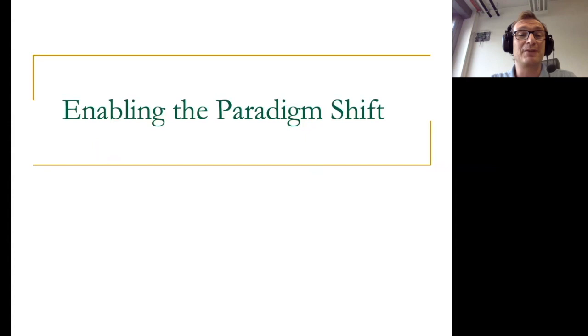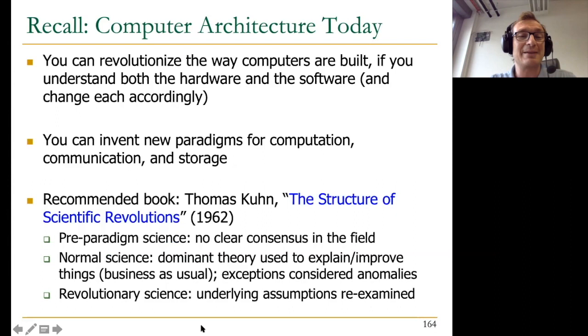We've talked about before that enabling the paradigm shift is not easy, but I've shown this slide before, that's why I'm going through it relatively quickly. Processing in memory or near data processing is a great example of how you can have a very large impact on the fundamentals of computing. That's why I wrote this sentence over here: you can revolutionize the way computers are built if you understand both the hardware and the software and change each accordingly. And processing in memory is a great example for this. You can invent new paradigms for computation, communication, storage, and processing in memory. And you could be accepted relatively easily, let's say, even though acceptance is not usually easy. Today, people are very thirsty for disruptive ideas, because everybody's examining underlying assumptions, revolutionary science, essentially, let's call it that way, in Thomas Kuhn's terms.